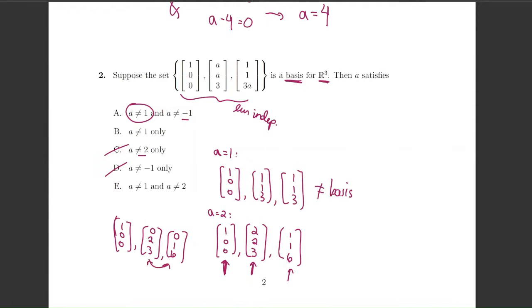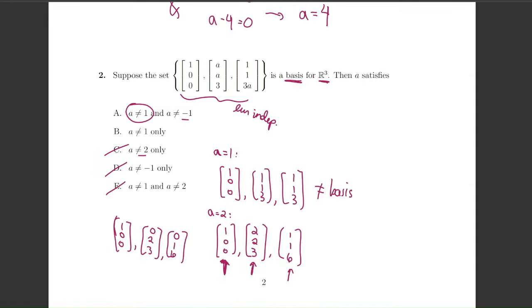And these are not multiples of each other, so that tells you that this is a linearly independent set. This kind of simple manipulation, where you just look at these vectors and do some linear combination in your head to figure out if they are linearly independent, is maybe a faster way, on a final, to figure that out. So this tells you that a equals 2 will form a basis. The fact that a is not equal to 2 is not a condition, so we can eliminate E.